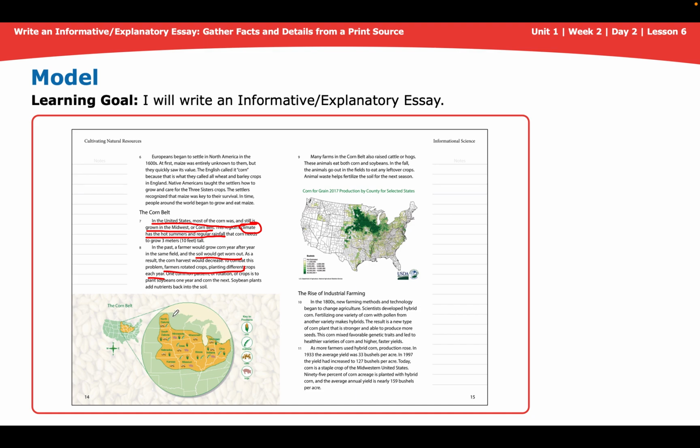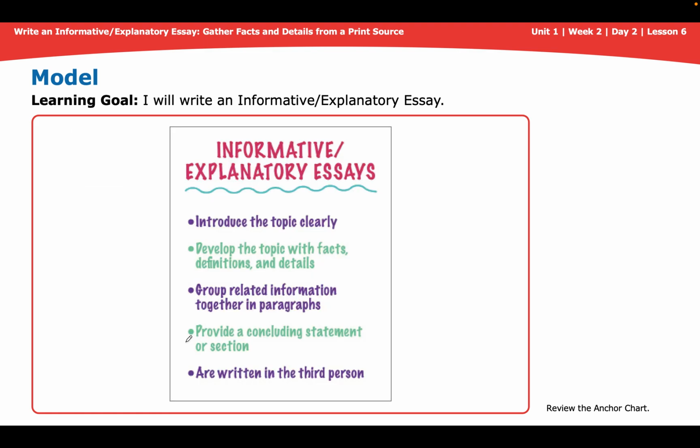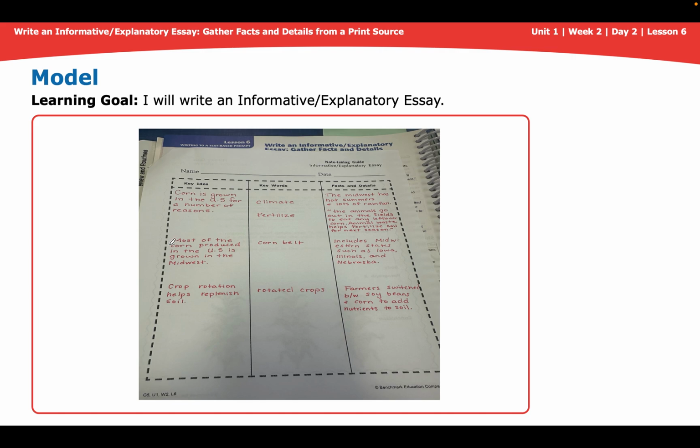Sorry. Then I'm looking at this picture here. It's showing me, okay, this can be key ideas too. It doesn't just have to be written. It shows me exactly where corn is produced. So I'm seeing the Midwest and the different states. So here I put most of the corn produced in the United States is grown in the Midwest. Keyword, Corn Belt. And then I just included a couple of states here. It says includes Midwestern states such as Iowa, Illinois, and Nebraska.